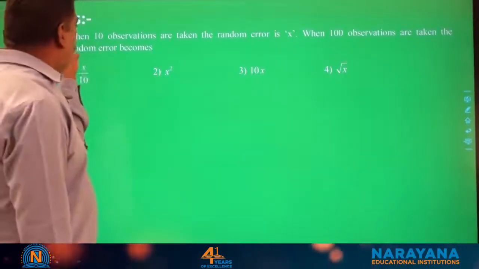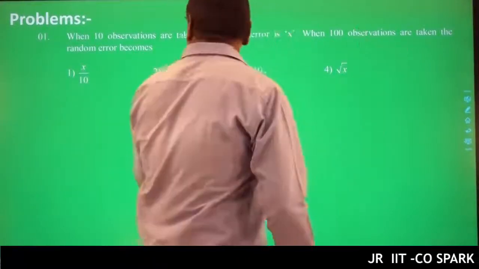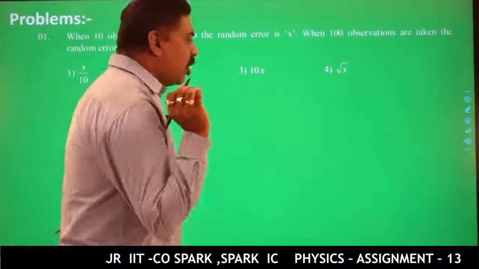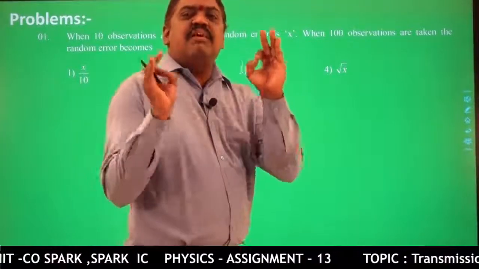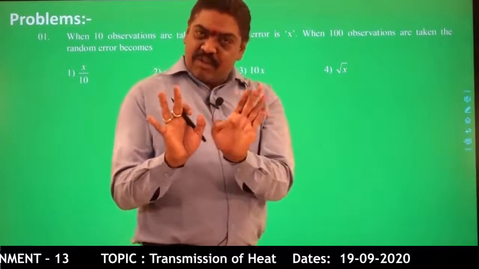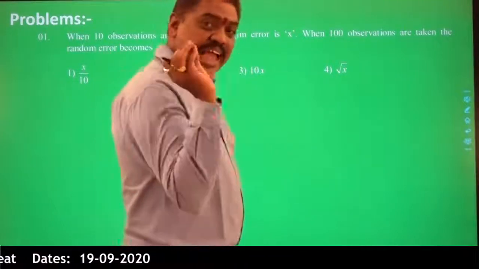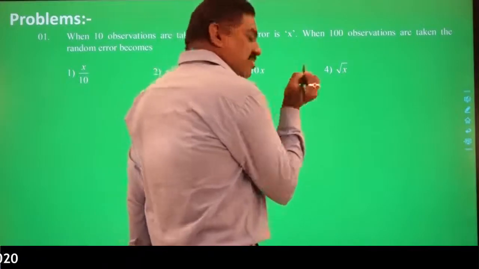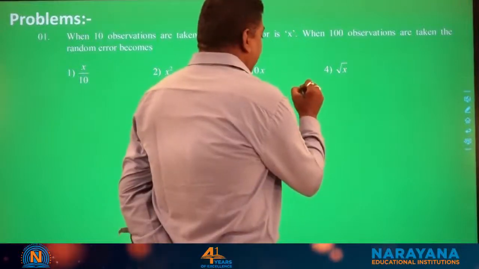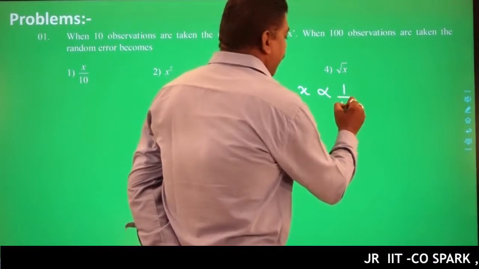The first question is, when 10 observations are taken, the random error is x. When 100 observations are taken, the random error becomes what? We know very well that random error is inversely proportional to the number of observations. If x is the random error and the number of observations is capital N, then we can write x proportional to 1 by N.